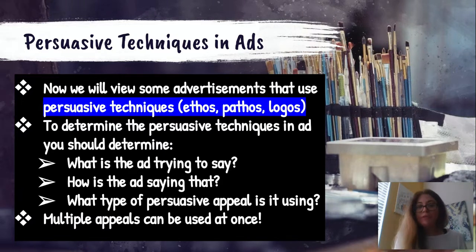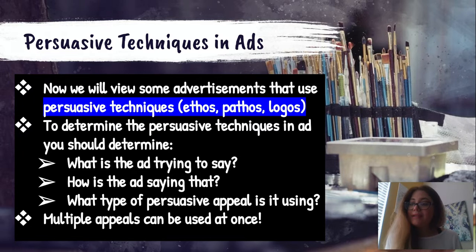To determine the persuasive techniques that are used in these ads, we're going to determine three things. First, we have to figure out what the ad is trying to say. Next, we have to figure out how the ad is saying it. And then finally, we can figure out what type of persuasive appeal is being used.